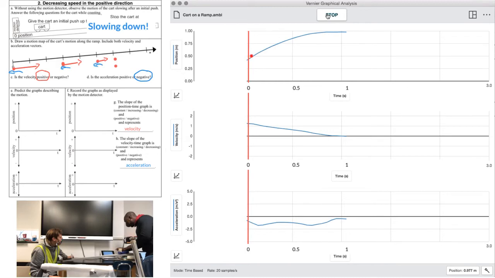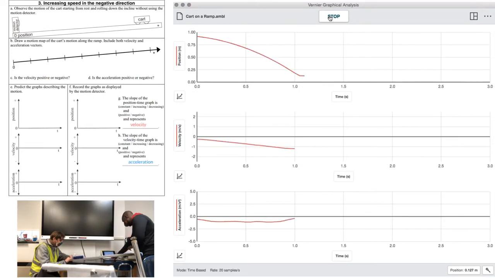Now let's look at the slope of the position time graph. So the slope is still positive, but you can tell that it's decreasing, right? It's getting less and less steep. Now notice that even though the velocity is positive, its slope is negative and constant. And then it comes to a full stop here at 0, which means that its acceleration is negative. So this is what your stacks of graphs should look like.